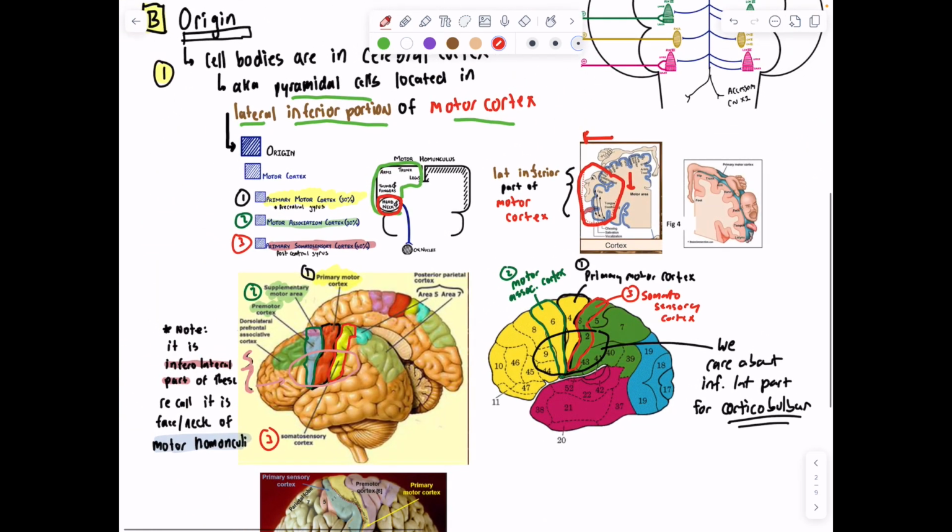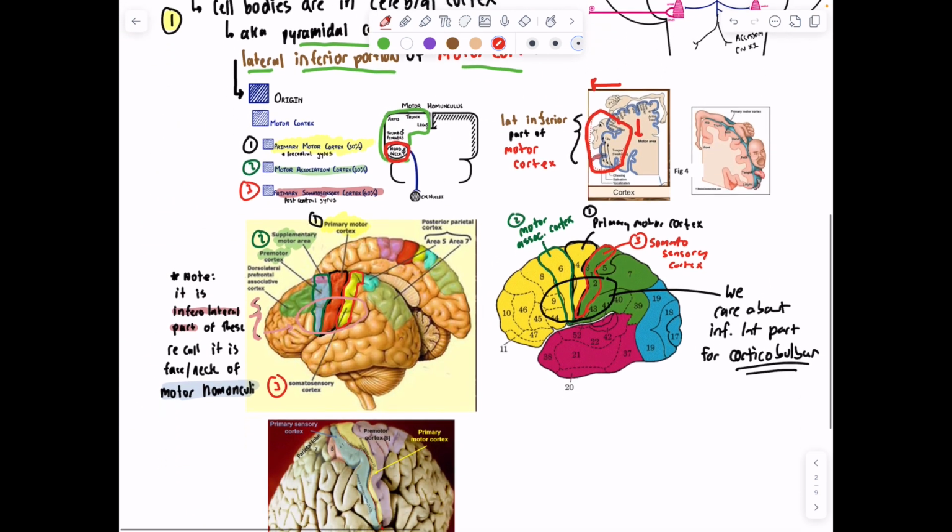And so the cell bodies that are making up this pathway are located in a couple of different places, but primarily in the primary motor cortex, which is right here. There's also some of them in the motor association area, where we have the supplementary motor area and the premotor cortex, and then we have some in the primary somatosensory cortex, which is right here in the parietal lobe.